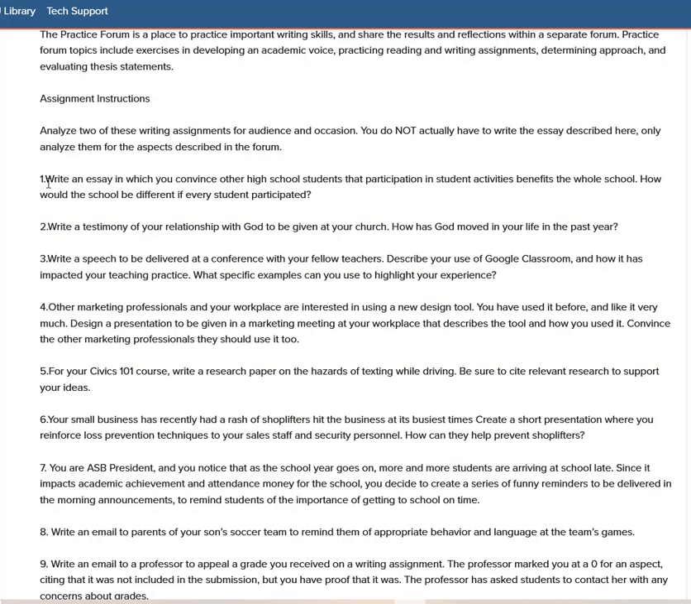Number 1, write an essay in which you convince high school students that participation in student activities benefits the whole school. Number 2, write a testimony of your relationship with God. Number 3, write a speech to be delivered at a conference with fellow teachers. Number 4, you are giving a speech with other marketing professionals at a workplace. Number 5, you are doing a research paper for your Civics 101 class.